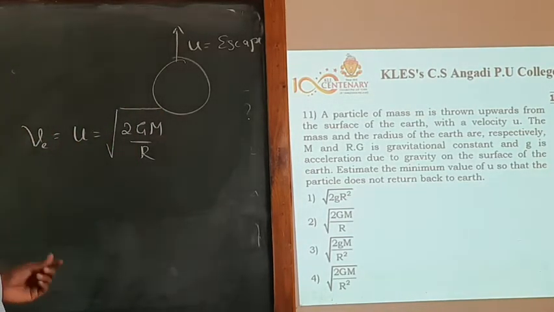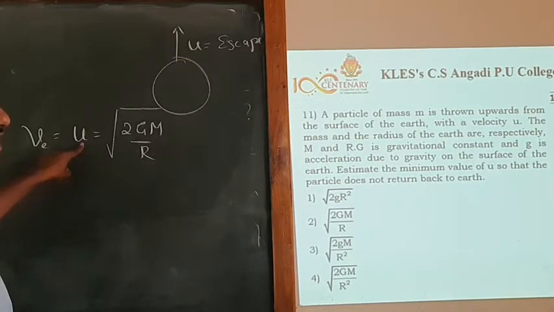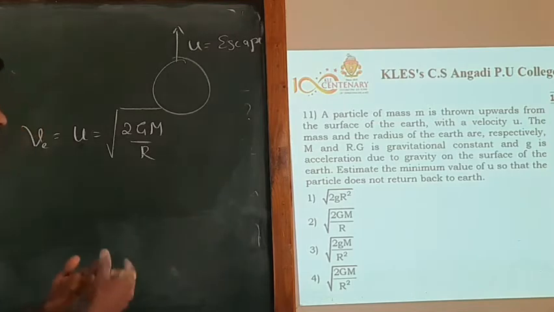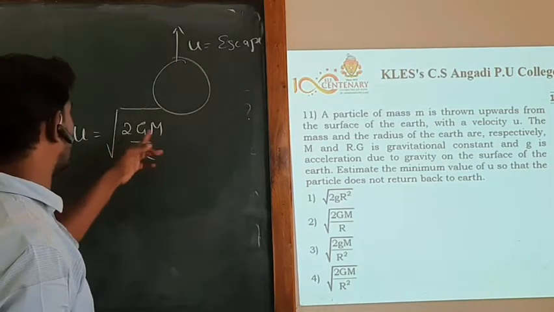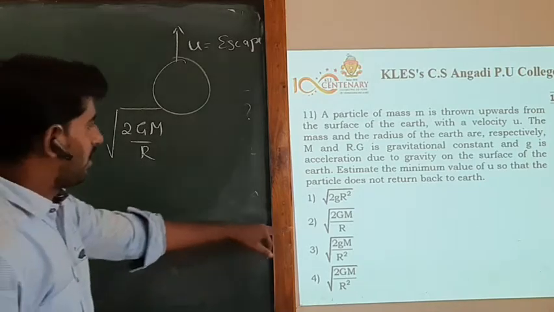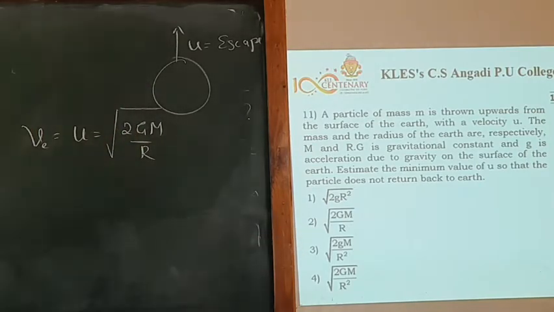So they are asking the same thing. What should be the value of initial speed so that the body never returns to the Earth? It is nothing but the escape speed value, that is root of 2GM by R. So option 2, root of 2GM by R, is the correct answer.